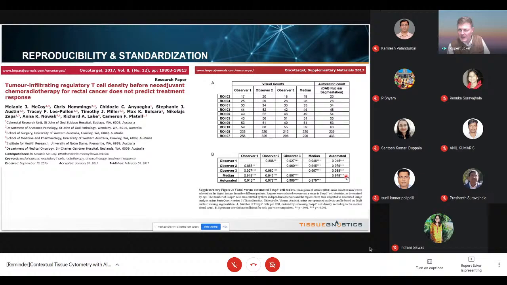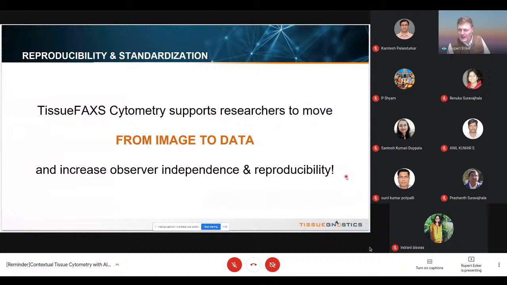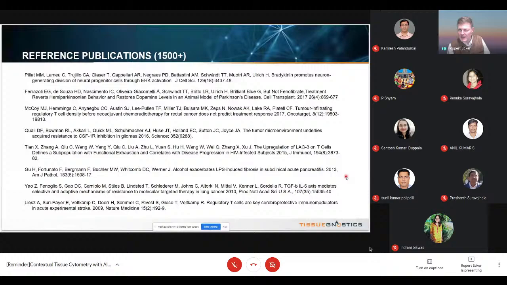So I hope that with this presentation, I could give you an overview and show that you can use tissue cytometry to move from image to data and increase the observer independence and reproducibility. I would like to thank, I have already mentioned our reference publications. I invite you to go to our website, tissuegnostics.com. Under research, you will find a searchable database where you can look up which marker, which disease, which tissue type anybody somewhere in the world has already worked on using this technology.